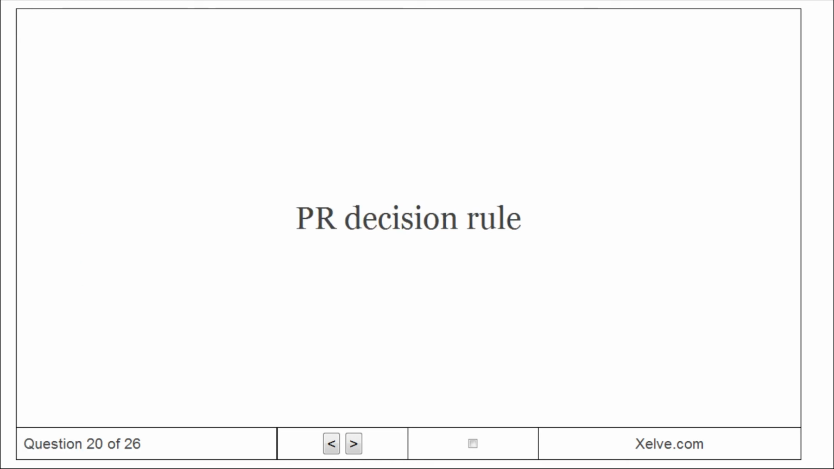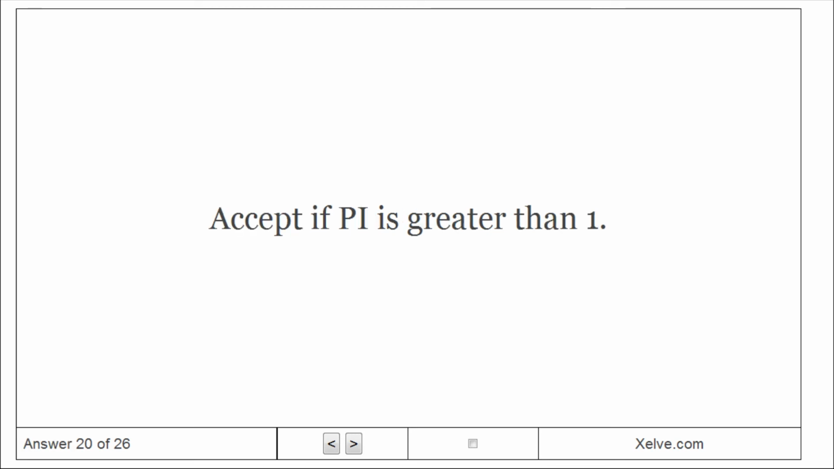PI decision rule. Accept if PI is greater than 1.